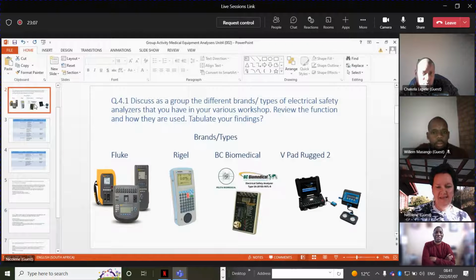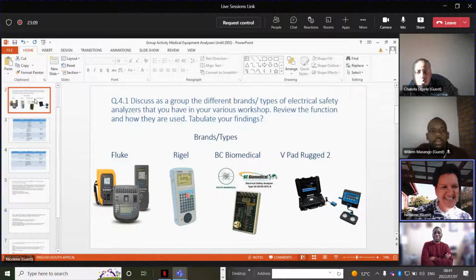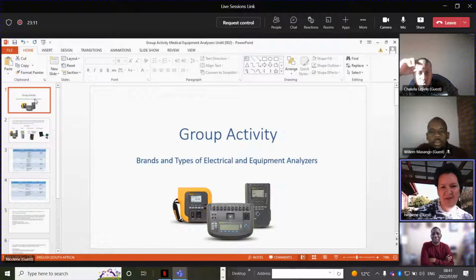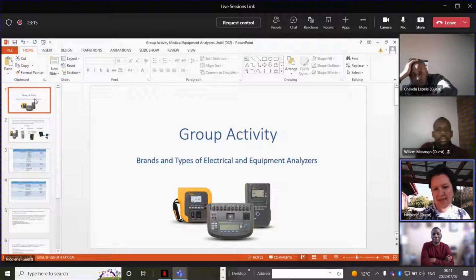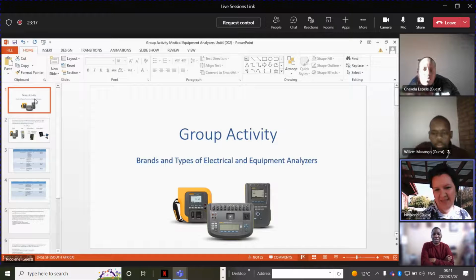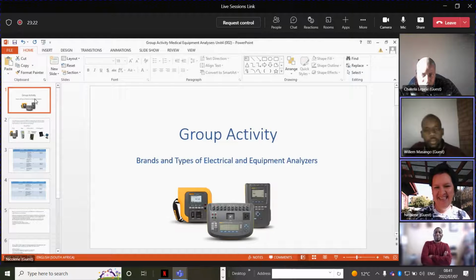We can see your screen now. Excellent. Okay, let me just go to the first page. Okay, you all can hear me and you can see the screen. Yes, we can see you, we can hear you, we can see the screen. Okay.